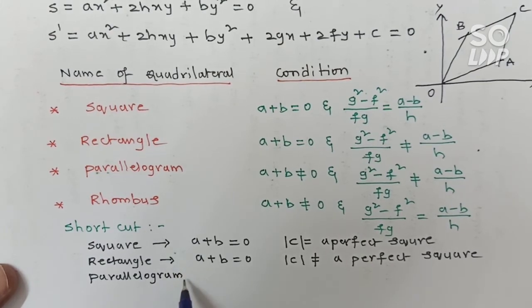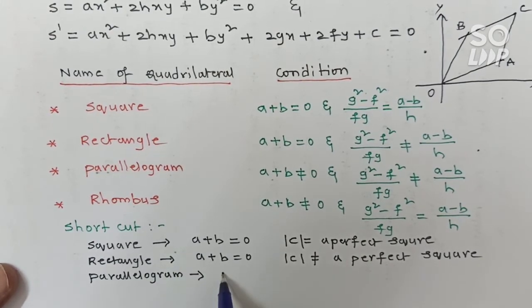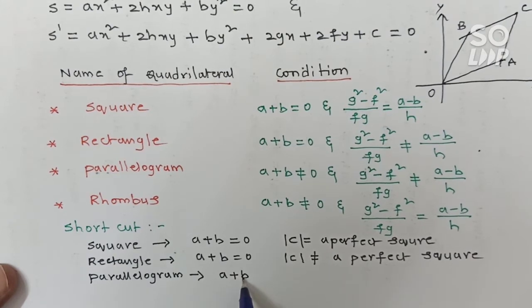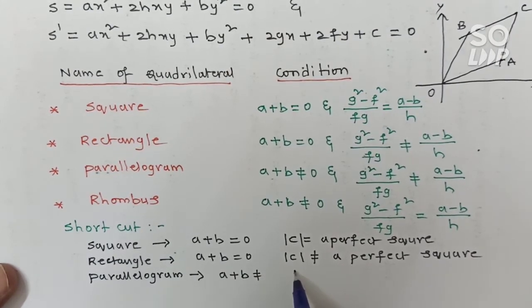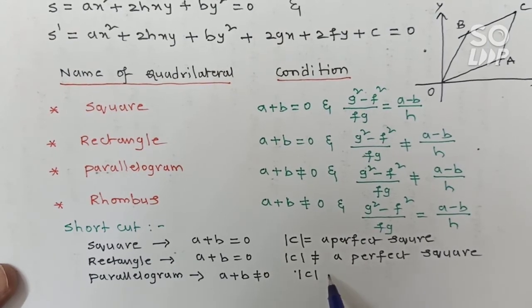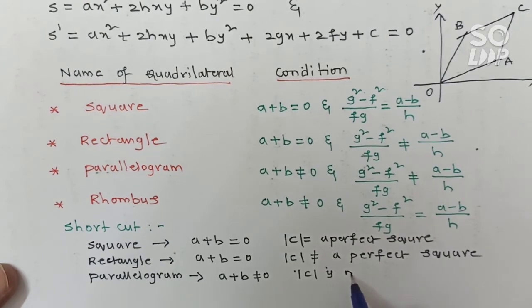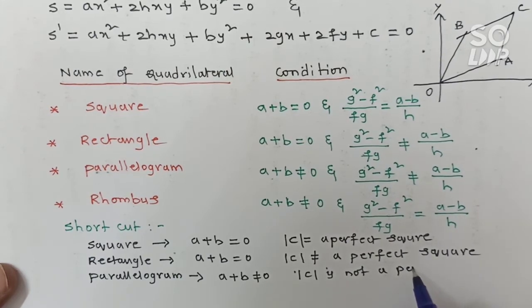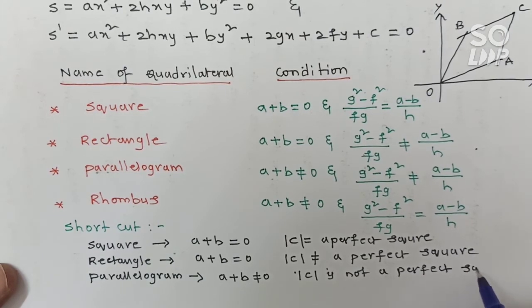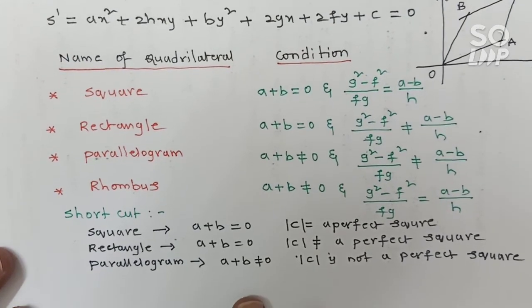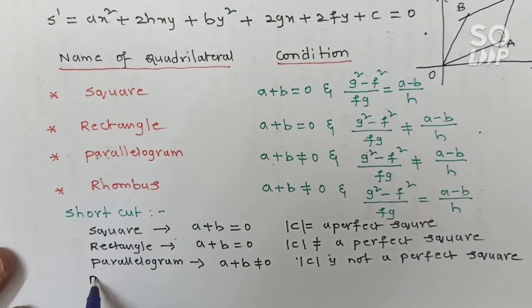Parallelogram means a plus b is not equal to 0 and the modulus of c is not a perfect square, right? So the next one is the rhombus.